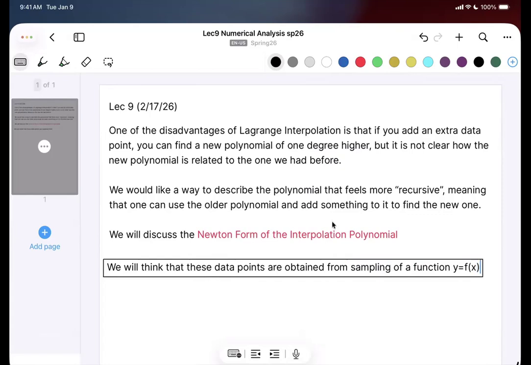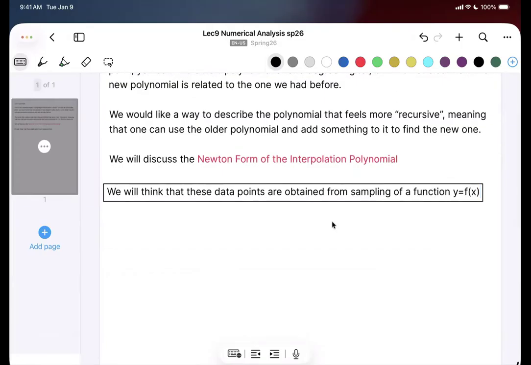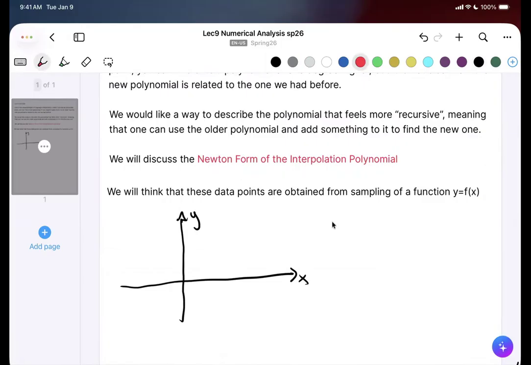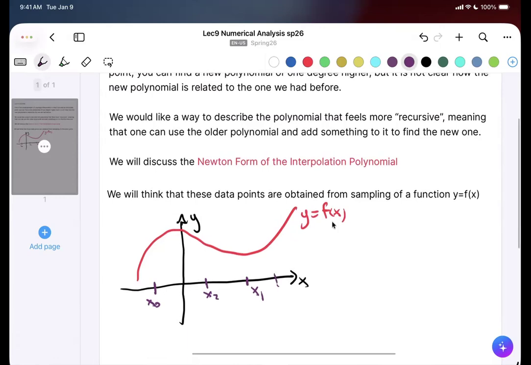So what does that mean in practice? What I was telling you last time is that when you are talking about sampling a function, what you have is a function y equals f of x. And you decide just to keep a finite amount of information about the function. So basically you choose some number of x values. For example, this could be x0. By the way, they don't have to be ordered. So you could have x0, x1, x2, x3, up to xn.